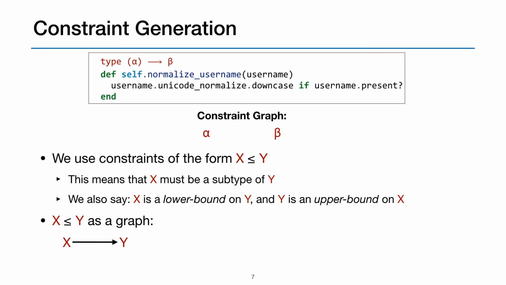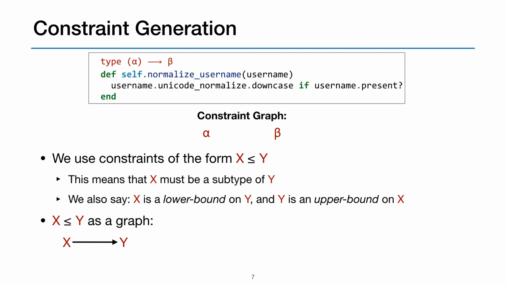Next, we would generate constraints on the unknown types in our program. We'll use constraints of the form x less than or equal to y, meaning that x must be a subtype of y, or we would also say x is a lower bound on y and y is an upper bound on x. In graph form, we depict this by drawing an edge from the node for x to the node for y.